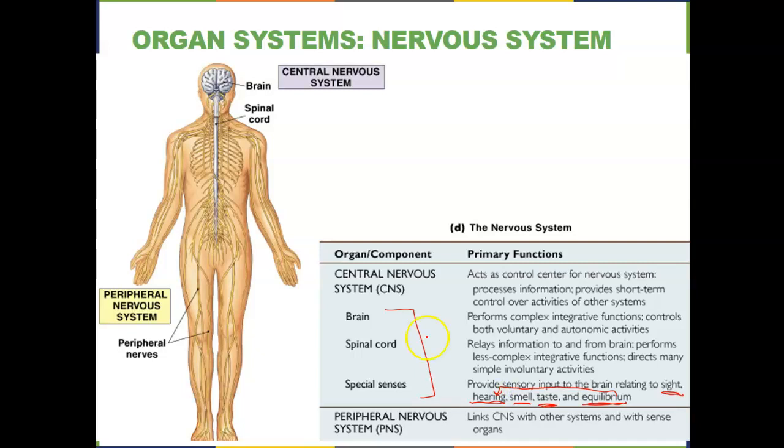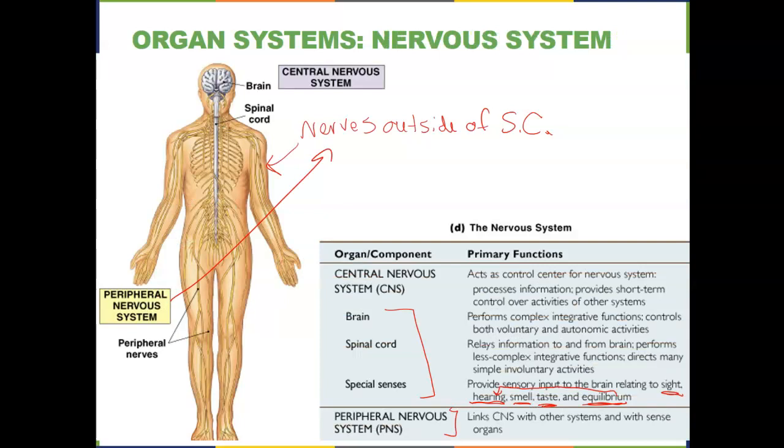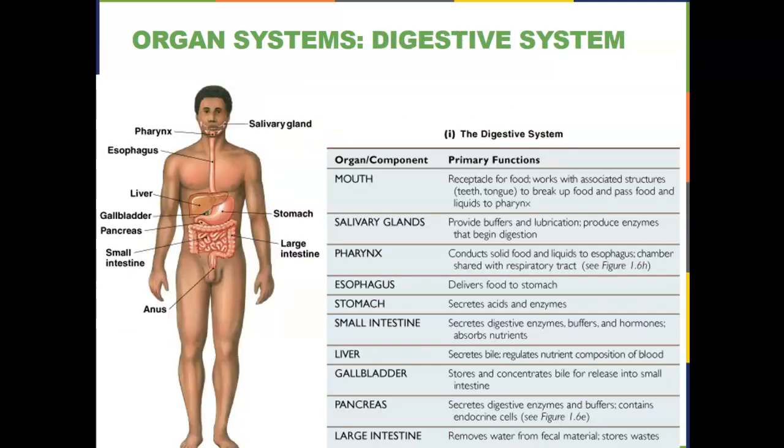We also have, in addition to the central nervous system, the peripheral nervous system. This is what links other systems to the central nervous system, and the peripheral nervous system consists of all the nerves outside of the spinal cord. And I write SC for spinal cord. This is the peripheral nervous system. And yes, we're going to get to memorize a lot of those nerves' names.